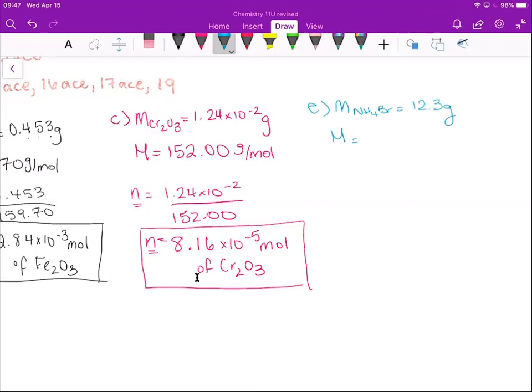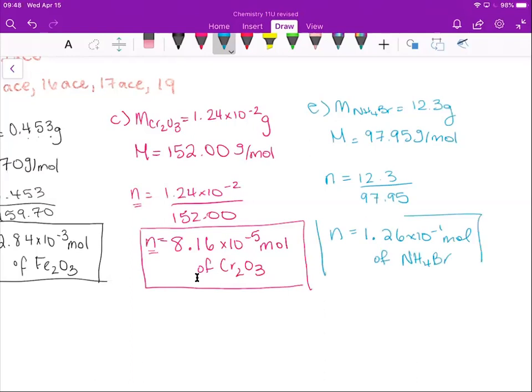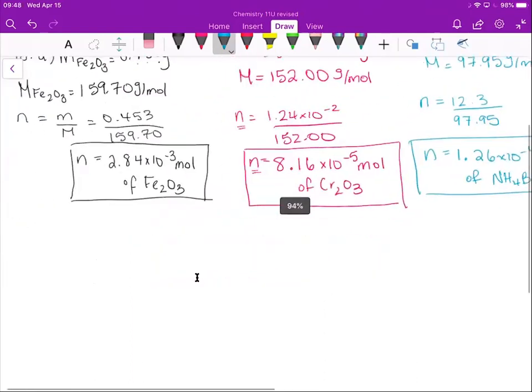Okay, so the molar mass of ammonium bromide is 97.95 grams per mole. And see, now I'm writing n equals 12.3 divided by 97.95. And I get 1.26 times 10 to the minus 1 mole of ammonium bromide. And that's all you need to write.